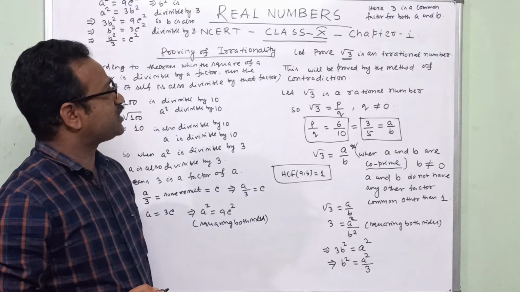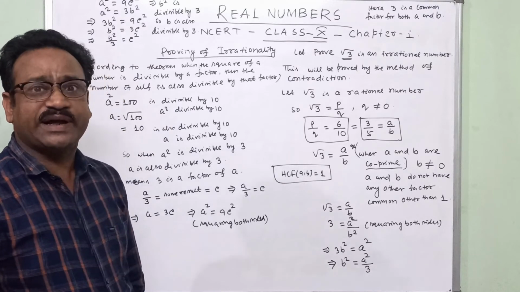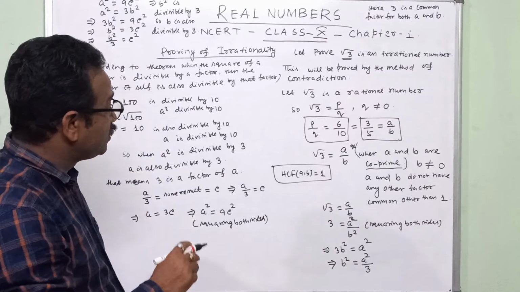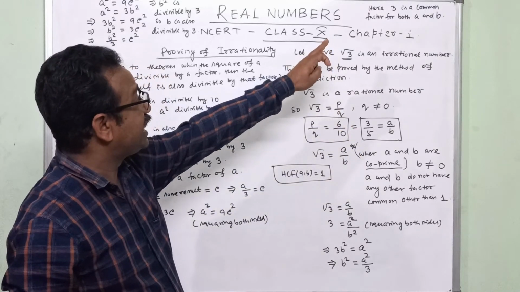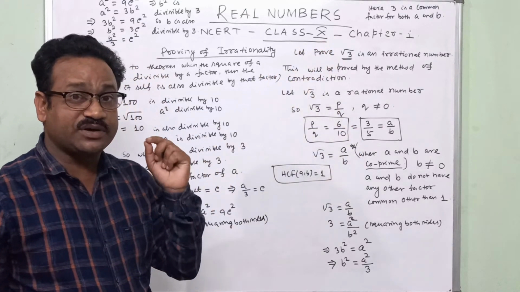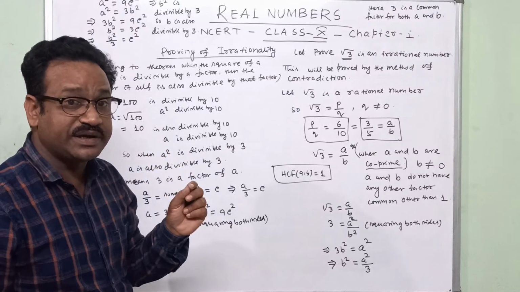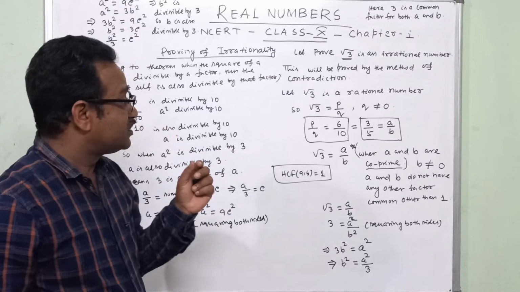So 3 is a common factor for both A and B. What we have assumed? A by B co-prime, but we are getting A by B are not co-prime because they have a common factor 3.